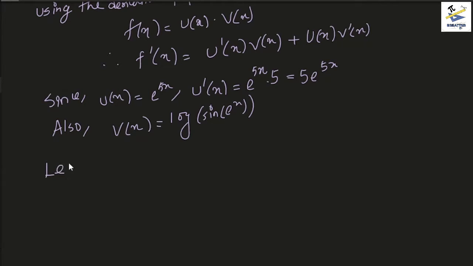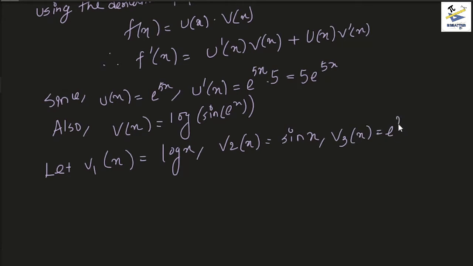let v1 of x equal log of x, v2 of x equal sine of x, and v3 of x equal e to the power x. Then v of x is simply v1 composition v2 composition v3 of x, right? It's a triple composition. Now how do we do something like that?